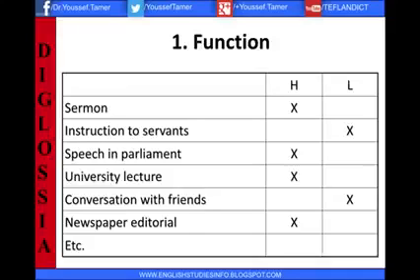Okay, now we have the first one, function. And that's what we said already, right? We said that the high variety is used in formal contexts, and the low variety is used in informal contexts. In this table here, you have some examples of formal context, like a sermon, a speech in a parliament, a university lecture for departments of Arabic or for history, geography, whatever is taught in Arabic, and newspaper editorials or TV programs, especially formal TV programs like news, etc. So in these kinds of formal contexts, we use a high variety, while the low variety is used in informal contexts, like, for example, instruction to servants or conversation with friends or family, and so on and so forth.